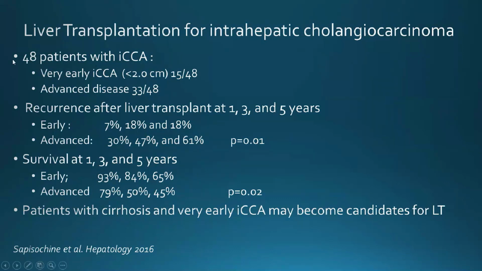when they looked at 48 patients, those who had followed this criteria, 15 of 48, they lived pretty long. The recurrence rate was 18% in 5 years, and survival was over 65% in 5 years, which is pretty good. But those patients who had more advanced disease, 33 of 48, they had more recurrence and less survival, which was significant. So this concluded that maybe patients with early stage intrahepatic cholangiocarcinoma also may become a candidate for transplantation.